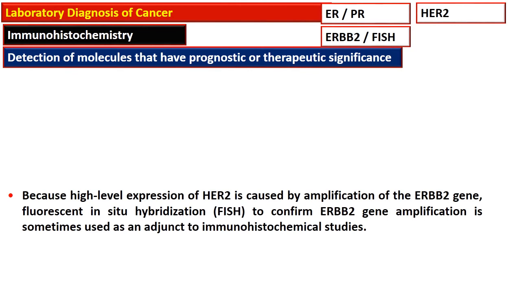Similarly, HER2 is the product of the ERBB2 gene, and this gene is amplified while expressing HER2. So as an adjunct, FISH, or fluorescent in situ hybridization, is also used.